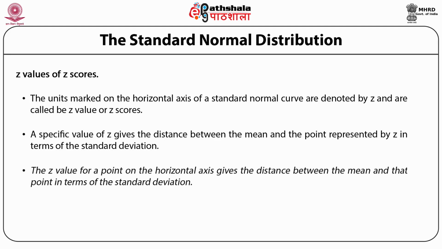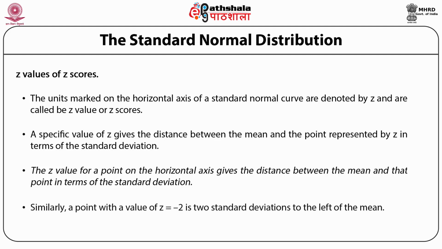The z value for a point on the horizontal axis gives the distance between the mean and that point in terms of the standard deviation. Students, you can see it again in figure 4 very carefully. For example, a point with the value of z equal to 2 is 2 standard deviations to the right of the mean. Similarly, a point with the value of z equal to minus 2 is 2 standard deviations to the left of the mean.